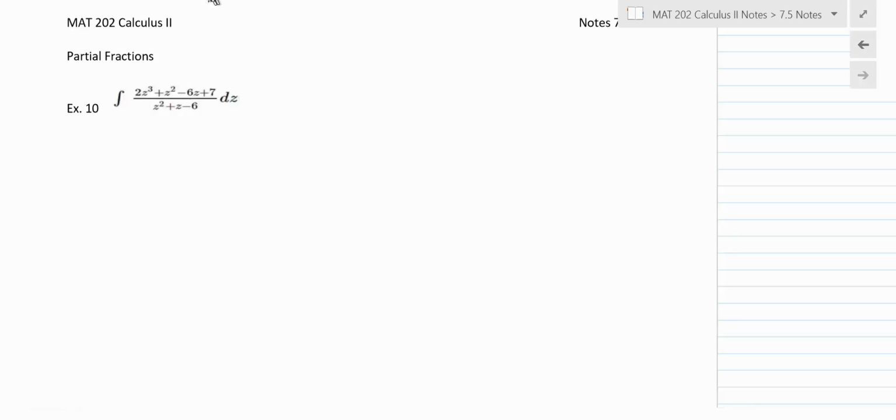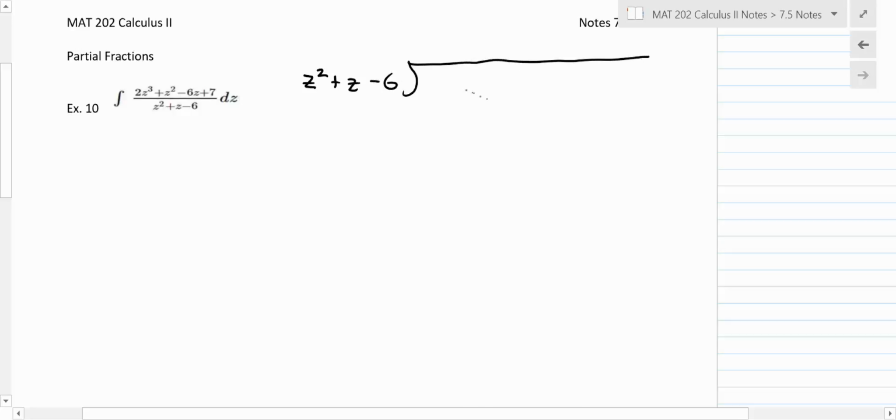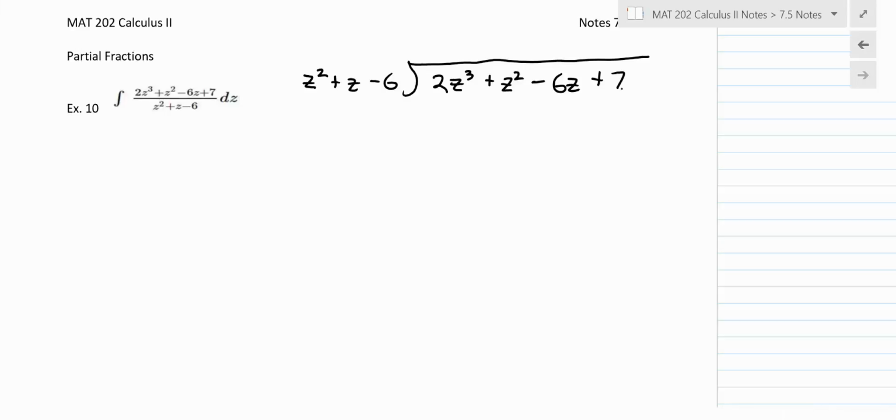So the first thing we're going to do, for that reason, is set up a long division problem. So we're going to have z squared plus z minus 6, and then under that symbol, we're going to put all the numerators. So that's 2z to the third plus z to the second minus 6z plus 7, like that. Does everybody understand why I'm doing division? That's your job, to understand what the situation is and what leads us to that. Well, let's do the long division now.